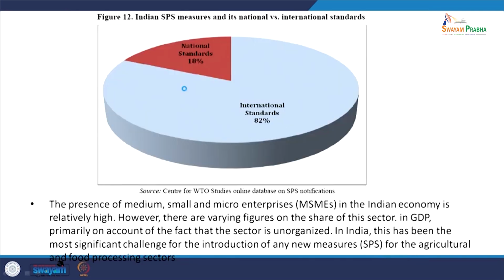Now, looking at Indian SPS measures and national and international standards: international standards are 82%, national standards 18%. There are overlaps between national and international standards.